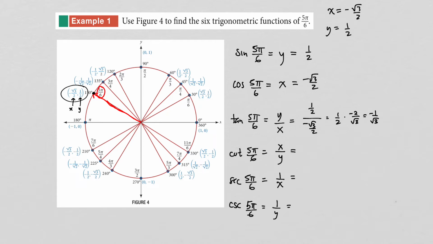Cotangent is the reciprocal of tangent. So if tangent is negative 1 over radical 3, cotangent is going to be negative radical 3 over 1, which is negative radical 3. Secant is the reciprocal of cosine. The reciprocal of negative radical 3 over 2 is negative 2 over radical 3. And finally, cosecant is the reciprocal of sine, and the reciprocal of 1/2 is 2. So if I have a picture of this unit circle available, finding trig functions of special angles is relatively easy.